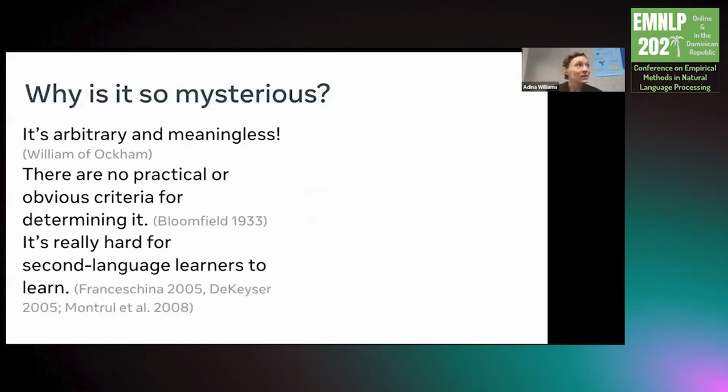Gender, at least historically, is thought of as a mysterious feature, since it appears on inanimate nouns as well as animate nouns. People wonder, what does it mean? Can we unify what gender is supposed to be doing, what it's for, what it means? It goes back at least to William of Ockham, who said that it's arbitrary and meaningless. There's no meaning to gender at all.